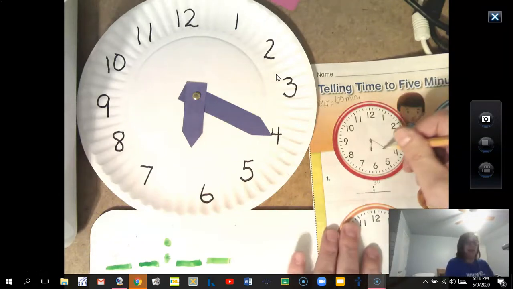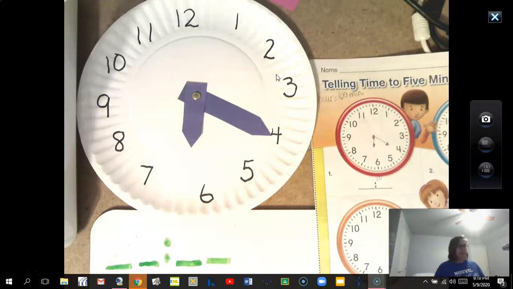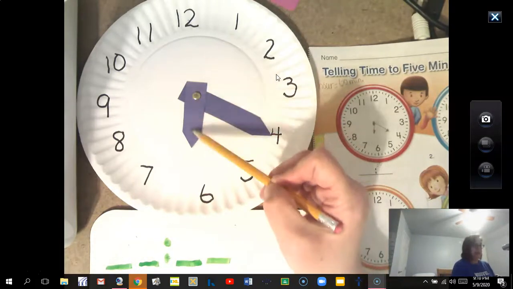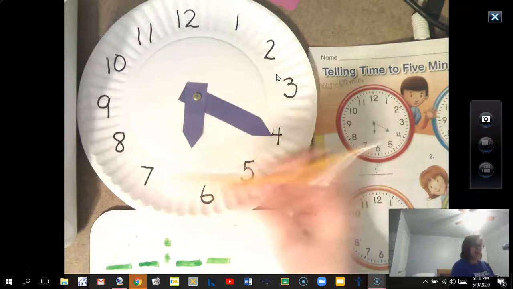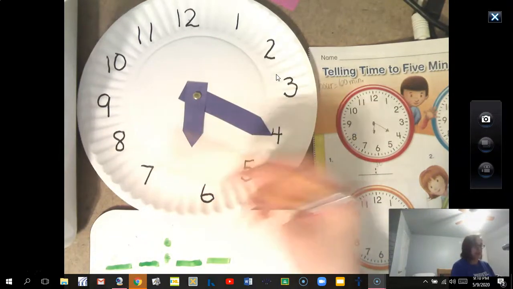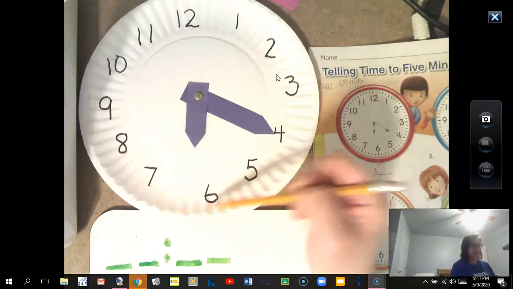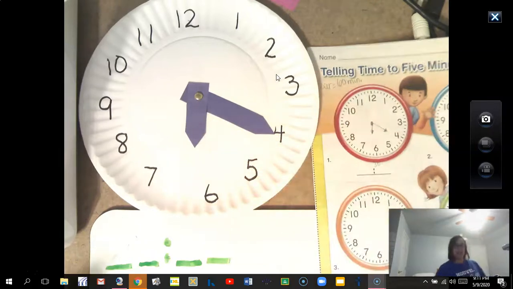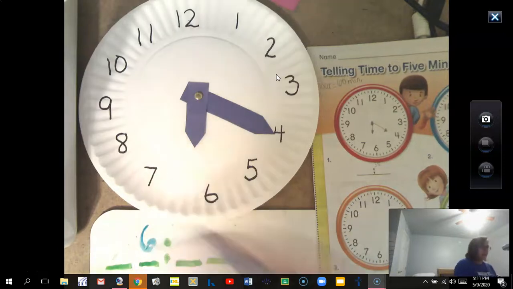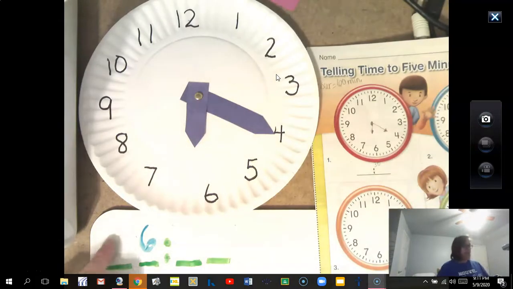Okay, so now let's figure out what this is. Let's look at the hour hand. It's between the 6 and the 7. So then we have to think, has it reached the 7 yet? No, it is still on the 6. So then I'm going to put a 6 here. Now, I can't put the 6 over here because then it would be like 60, 6 and 0. But I put the 6 here right by the colon, so it's 6.